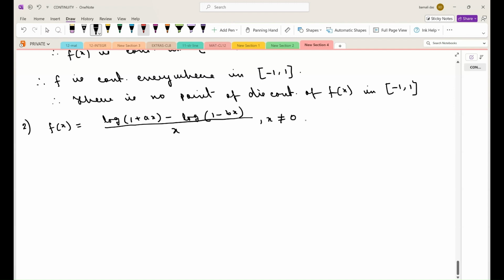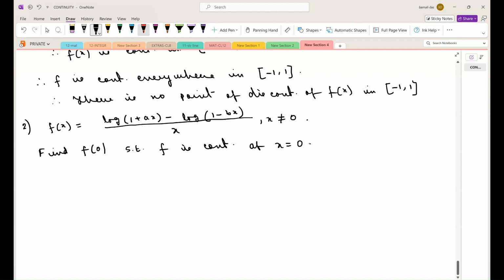That's it. That's the definition given. And it says find f(0). That is, what will be the value of the function when x equal to 0. When x is not equal to 0, it is given here. But the question asks you that when x equal to 0, what should be the value of f such that f is continuous at x equal to 0?